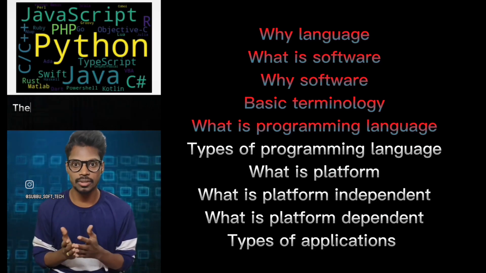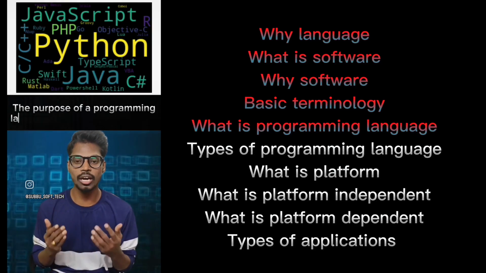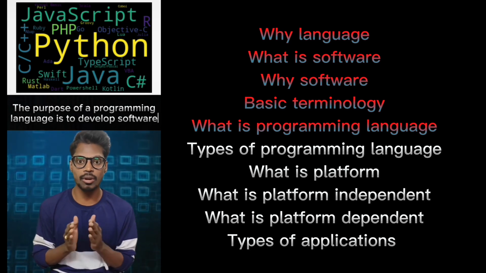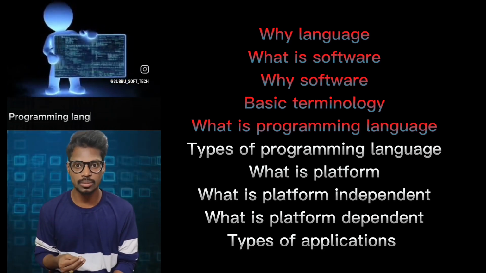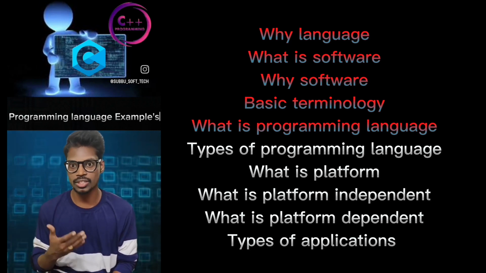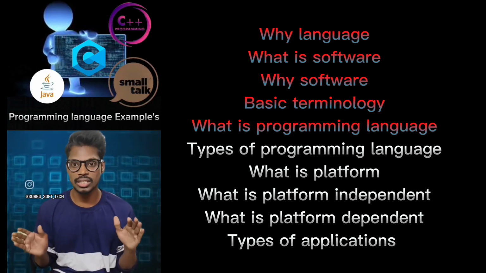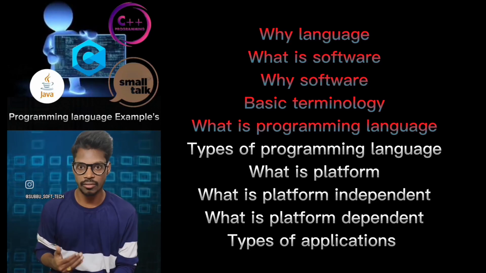So what is the main purpose of this programming language? It means to develop software. That's why programming language is most important. What is an example of programming languages? C language, C++, Java, Smalltalk, all these are examples of programming languages.